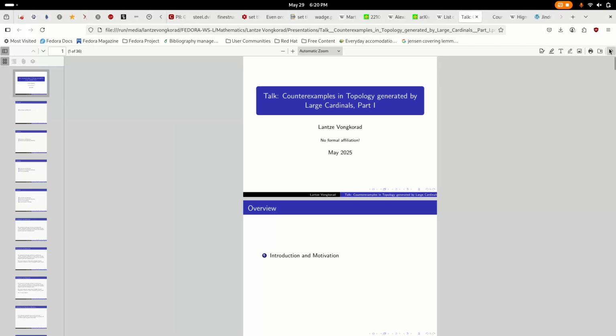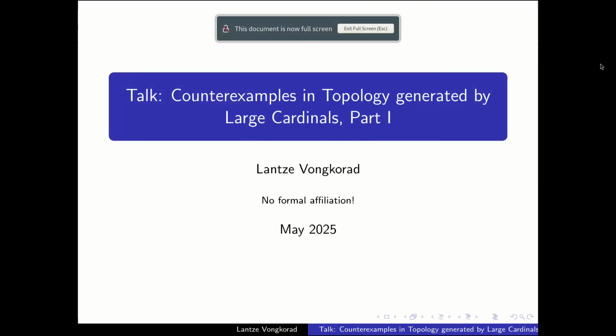Hi, welcome to my talk on counterexamples in topology generated by large cardinals, and this is actually part one of a longer series of papers, results, talks, etc. on such constructions. And I'd like to remark that this is not exactly about counterexamples in topology per se. It's more about examples, properties, interesting results in topology, and how they react and behave under large cardinals.